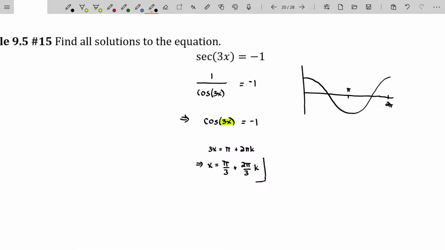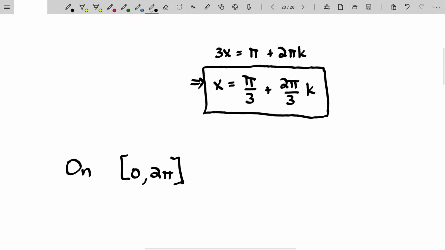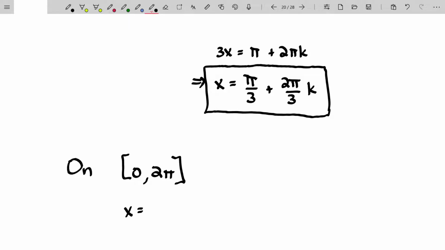If I had asked, or if you have an instructor or a problem in a homework or an exam that asks you to only find the solutions between 0 and 2 pi, I'll start with k equals 0. That would give us pi over 3. Then I'll graduate to k equals 1. If you let k equal 1, you have pi over 3 plus 2 pi over 3, which is 3 pi over 3, or pi. Then if you let k equal 2, you have pi over 3 plus 4 pi over 3, which is 5 pi over 3.